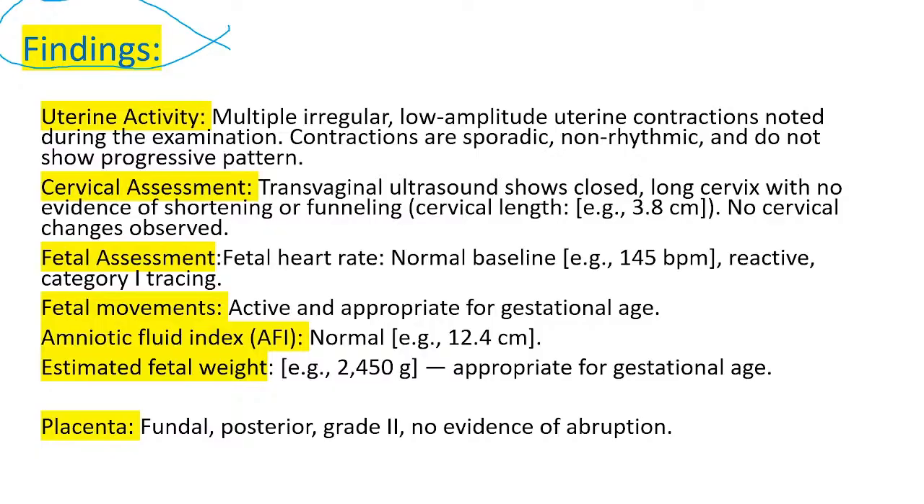So here we go. Uterine activity, multiple irregular low amplitude uterine contractions noted during the examination. Contractions are sporadic, non-rhythmic, and do not show progressive pattern. So cervical assessment, transvaginal ultrasound shows closed long cervix with no evidence of shortening or funneling. Cervical length measures 3.8 centimeters. No cervical changes observed. So it is very, very critical when someone is having these contractions to also assess the cervix to rule out a miscarriage, ongoing miscarriage, or cervical opening or incompetence.